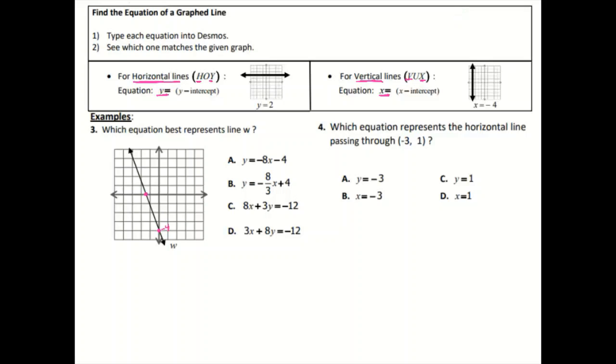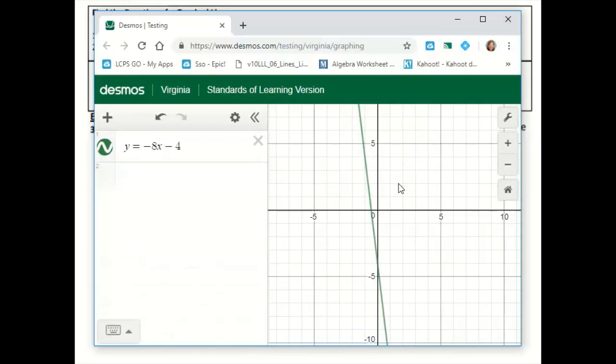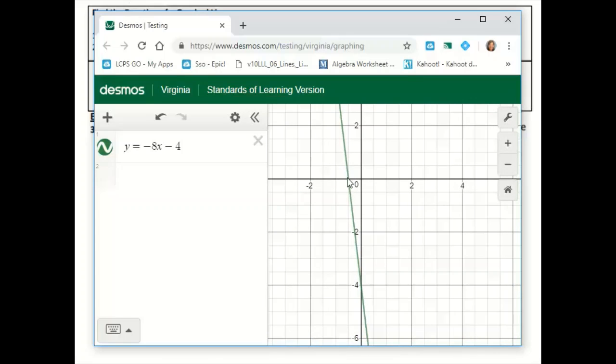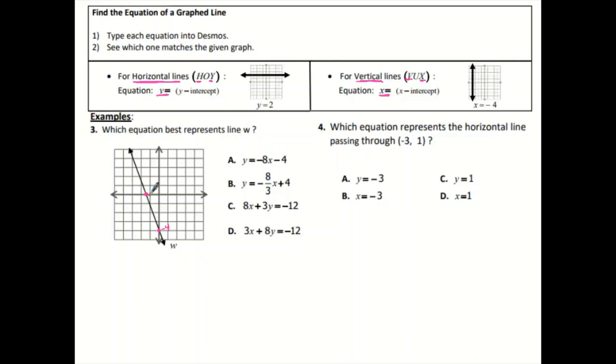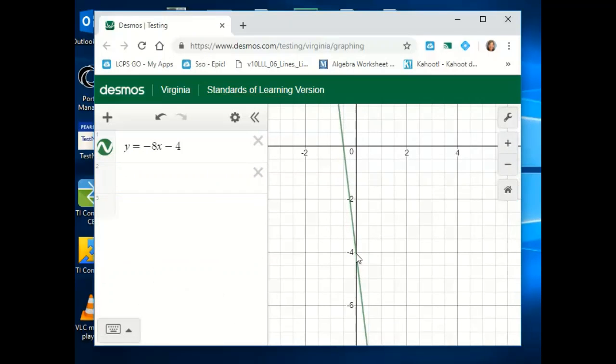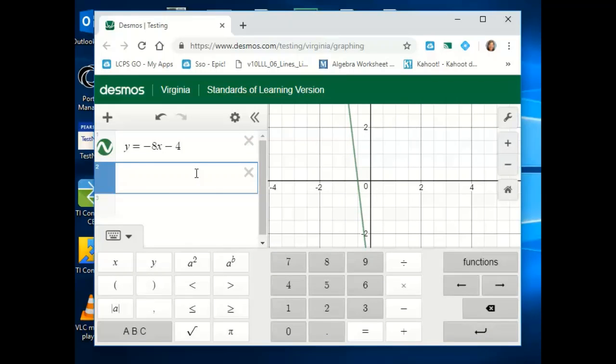I'm going to go to my Desmos and type in my first one that says y equals -8x minus 4. And I'm going to take a look at this one, and I notice it's kind of close. But I see here it touches exactly at -0.5 on the x-axis, and it looks like ours is between -1 and -2. So I'm not quite sure that one's it. It looks a little bit off there, but it does have the y-intercept. It says -4. So let's try our next one, and you can keep these here or you can delete them.